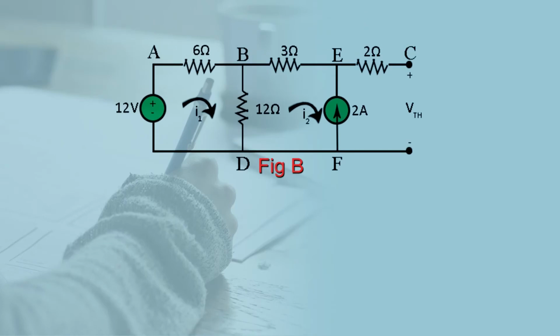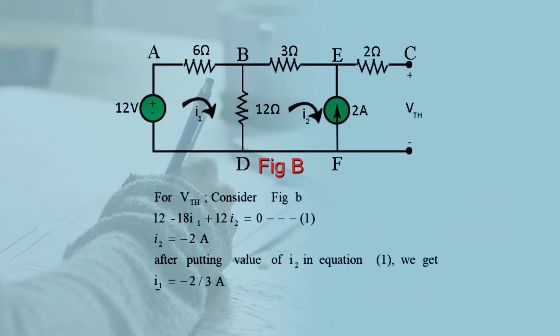Now you have to calculate the Thevenin voltage across two terminals, that is between C and F. This voltage will be called the Thevenin voltage. So now you can calculate the Thevenin voltage. To get the Vth, we consider the circuit in figure B, applying mesh analysis in loop ABDA. Here you can see there is a 12 volt source having a polarity minus to plus. So you can write 12 volt.